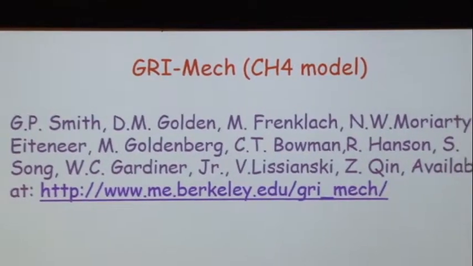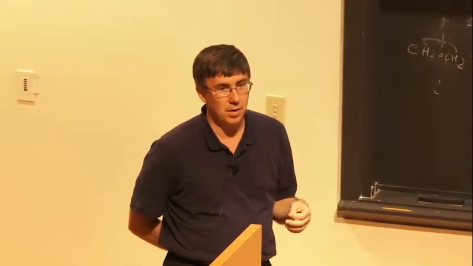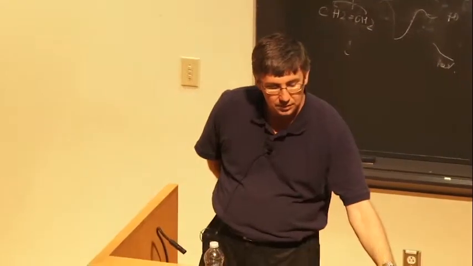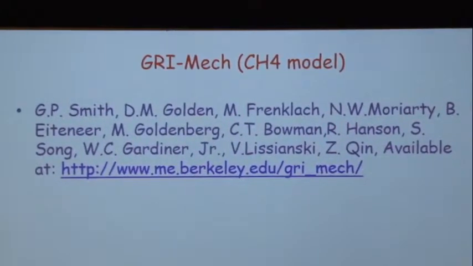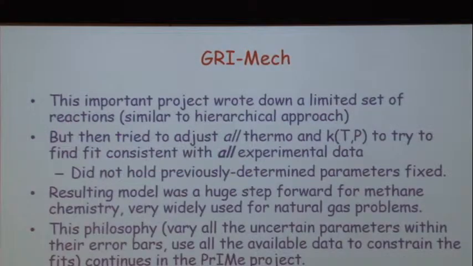Now, at approximately the same time as the people working on the hierarchical method, another group started called GRI-MEC. And they were funded by the Gas Research Institute, and they wanted to have a good mechanism for methane. That was a consortium of all the natural gas using industries. And so they definitely needed a natural gas model. So it was a pretty big collaboration. All these different people were involved, and they wrote a really nice model for methane. And their philosophy was different.